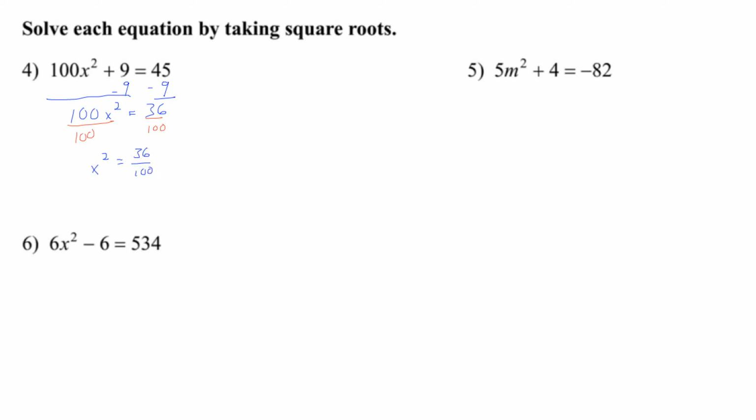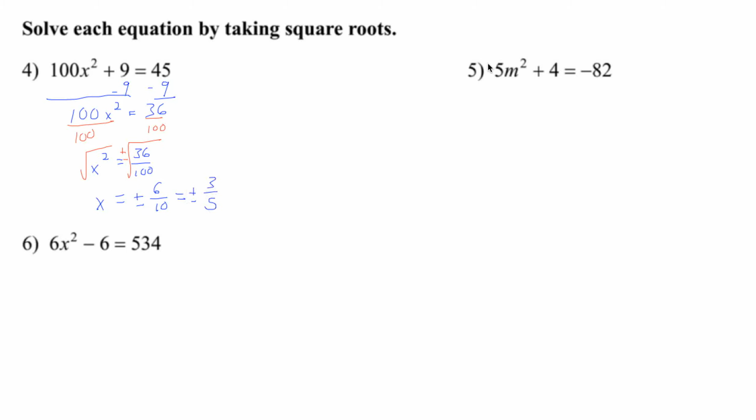Let's go ahead and take the square root of both sides. We take the square root of both sides, we make sure we put plus or minus, and we get x equals the square root of 36, which is 6, over the square root of 100, which is 10, and that reduces a bit more to plus or minus 3/5. So I do want your answer in reduced form, and don't forget the plus or minus.